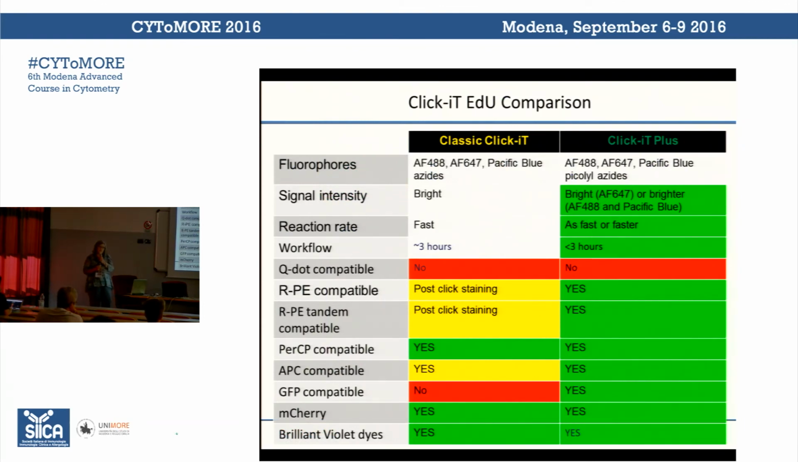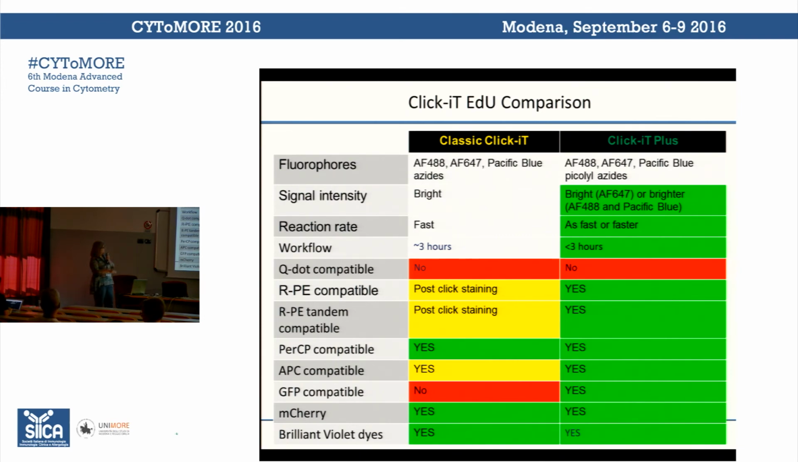So the EdU Click-iT kit has been out for a few years, and there's a new version of it. And the reason why is that the original kit did have some limitations. It did have a detrimental effect on the fluorescence of PE tandems and quantum dot fluorescence. So these kits are still available, but I would highly suggest that you move over to the Click-iT Plus. So this has a new formulation.